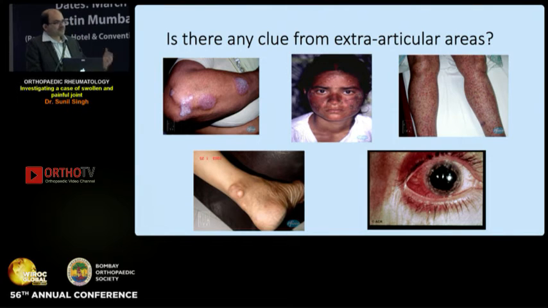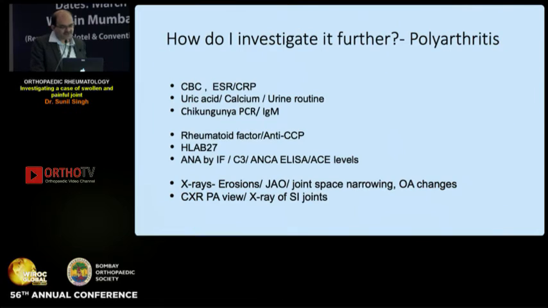One should also put some effort into looking for clues coming from the extra-articular areas: a skin rash of psoriasis, a tophus, an ocular involvement of iritis, a vasculitic rash, a malar rash. These are certain clues the patient may carry along with the joint pain that will help you decide what is the best investigation to ask for. And once you have this clinical diagnosis in your mind, one can proceed by asking the relevant tests.